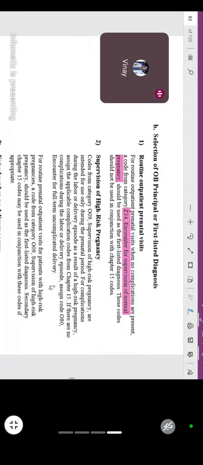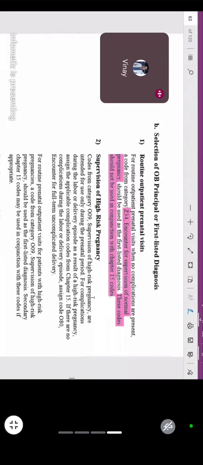Can I code any O series code with Z34? No. Because it is normal. If it is not normal, I cannot code Z34. Z34 says for normal pregnancy, and we are not doing any treatment. See, supervision of a normal pregnancy.